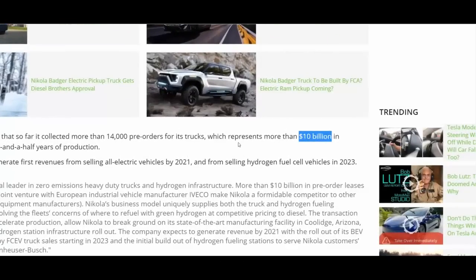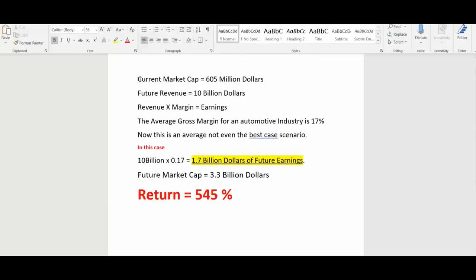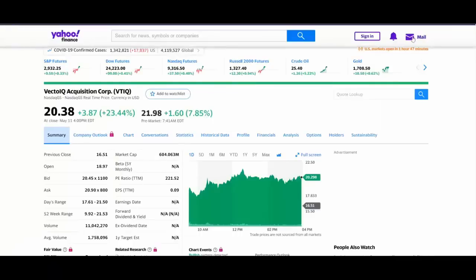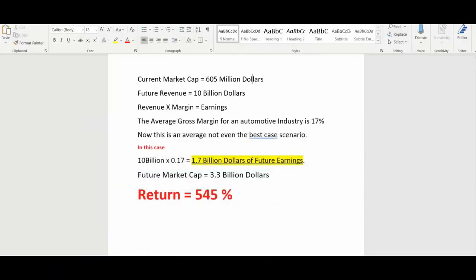So let's do some maths. Here we are. The current market cap is $605 million, which I took from the Yahoo Finance page of Vecto IQ. If you can just have a look, here 605, and the future revenue, which we already saw, $10 billion. And by this we can calculate the future earnings. Usually the formula is revenue times margin gives us earnings. So now I googled the average gross margin for the automotive industry, which is around 17%.